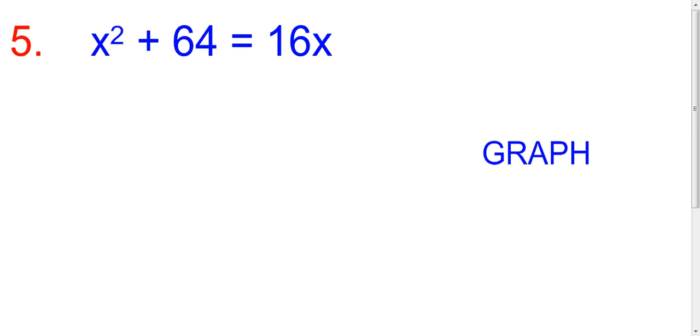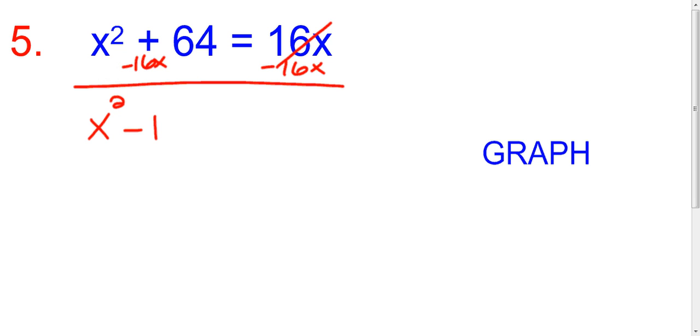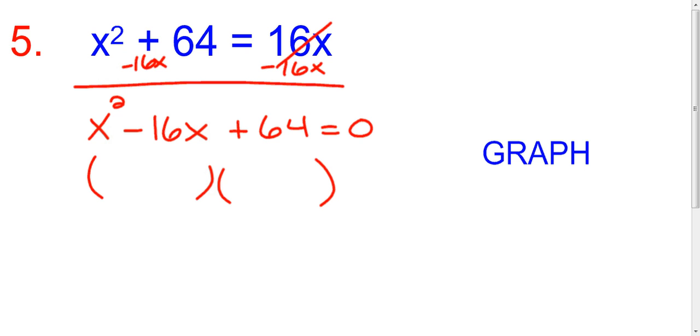Here I don't have this set equal to 0, so I need it set equal to 0 first. I will subtract this 16x to the other side so that it's set equal to 0. I do want to list my terms in descending order of my exponents, so I would list my x squared term first, and then the term that has an x to the first in it, and then my constant, which is technically x to the 0. Okay, again, this is a quadratic because it has an x squared term in it. This is a trinomial because it has 3 terms in it, and I will go ahead and factor this.